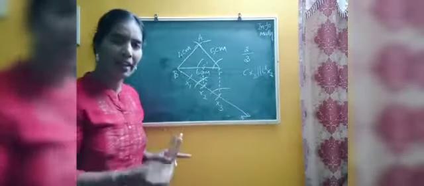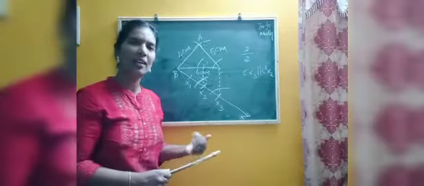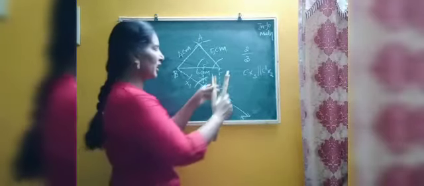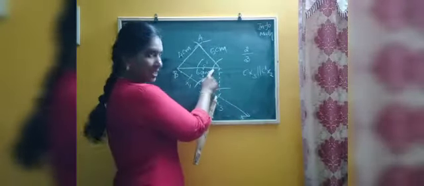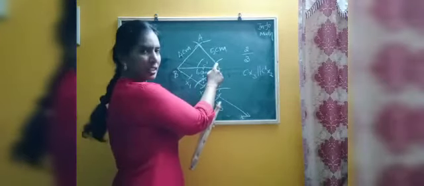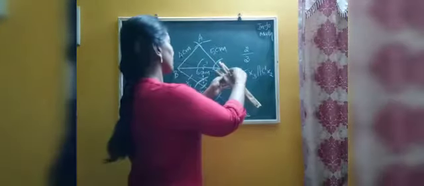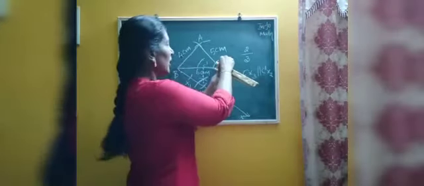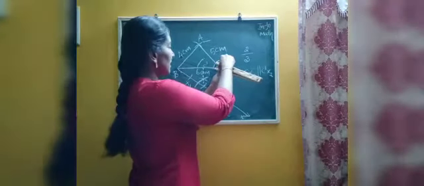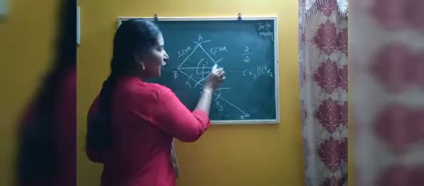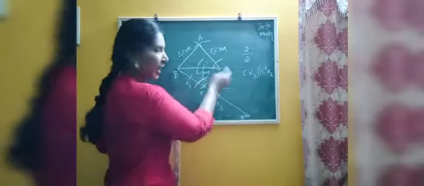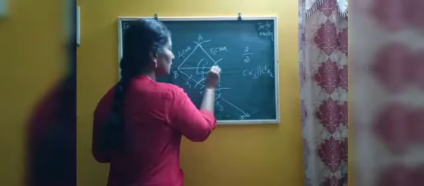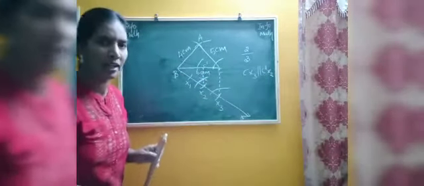Now, again, we need to measure the angle. I mean, here the intersecting point to this intersecting point. So you can measure from here to here. After measuring the same size of the angle, see, look at the board, children. From here to here, you have to measure the angle. I'm keeping the dot, you see.